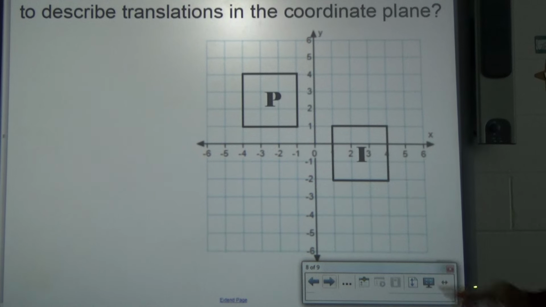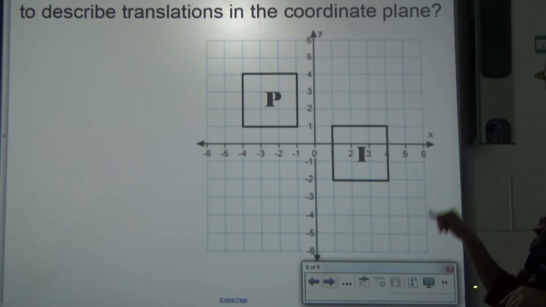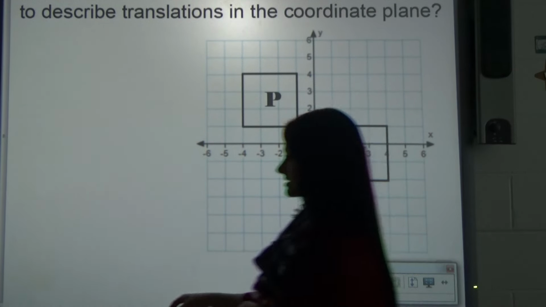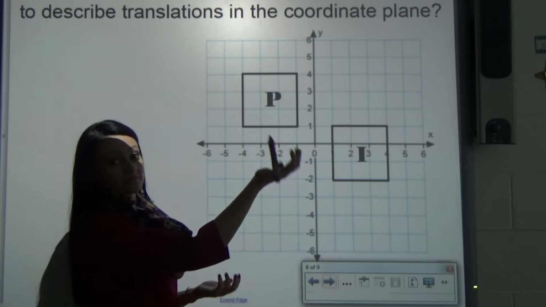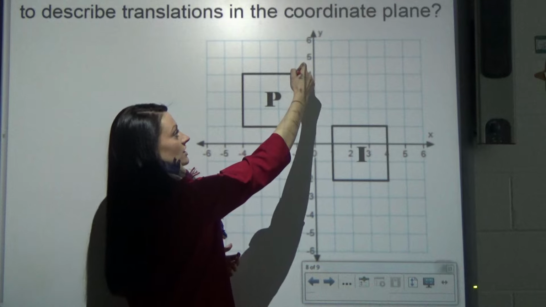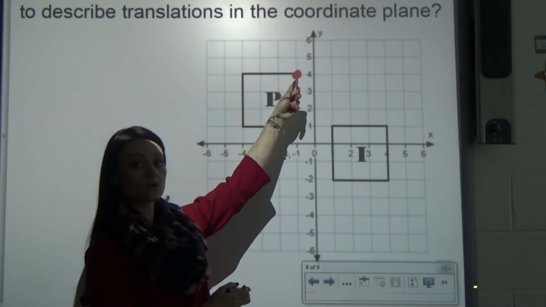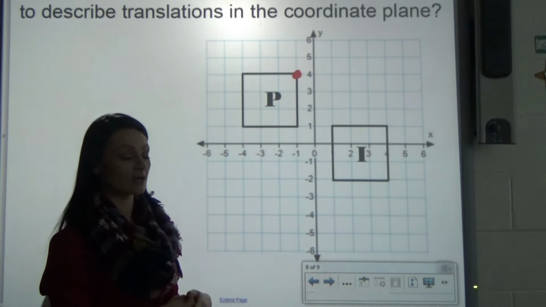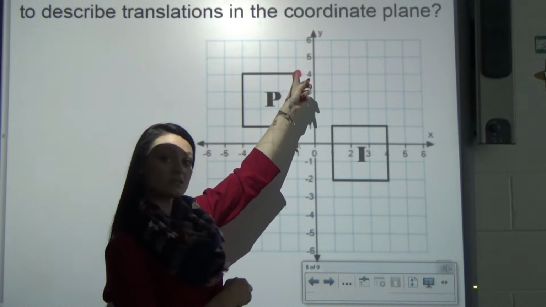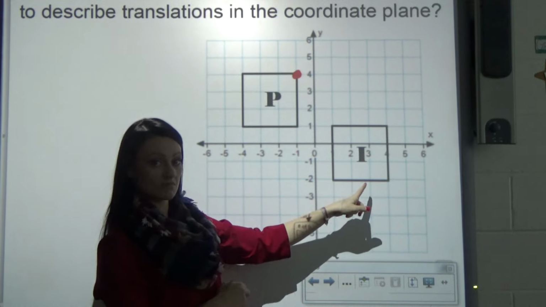Alright, so I'm going to go from my pre-image to my image, and I'm going to figure out a way to use arrow notation to describe this movement here. I'm going to step to the side over here. Just for the sake of trying to figure this out, I'm going to use this top right corner. And since all I'm doing is sliding my picture, I have to associate this pre-image point with the same location on the image point.